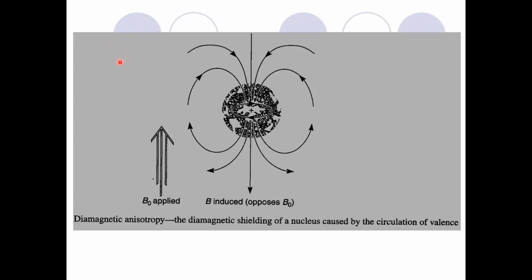This is a demonstration of the effect of bond electrons. Here we have the positive charge of the proton. The bond electrons circulate. Circulation of bond electrons generates local fields which oppose the applied magnetic field. Therefore, the proton will be shielded or screened from the applied field and will appear with a very low chemical shift.